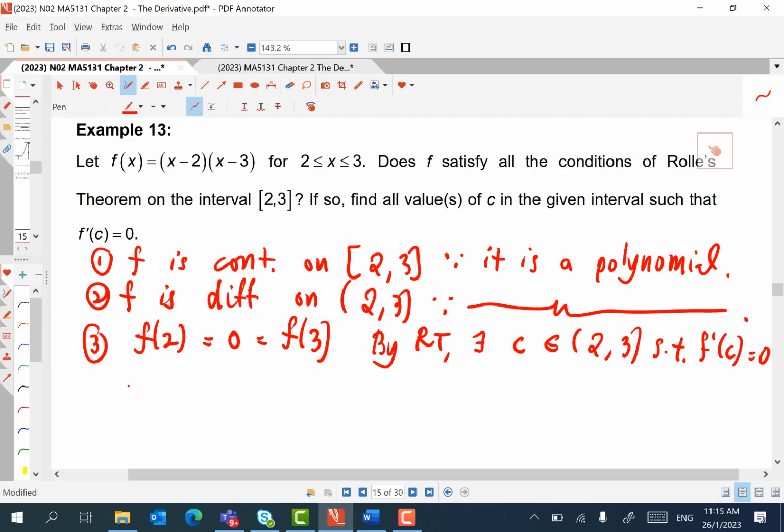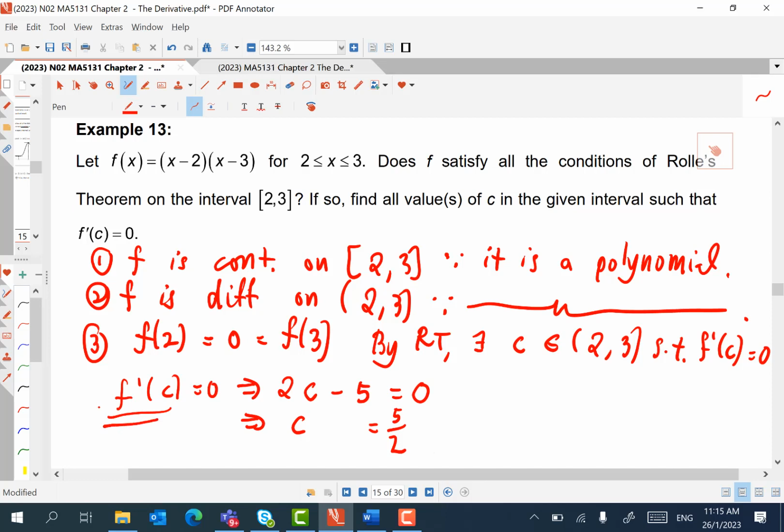So what you do is you now do f prime of C equals 0. This implies that 2C minus 5 is equals to 0. Okay, let me ask Zoe, do you know why 2C minus 5? I'll give you another 30 seconds. Why 2C minus 5? Think of f prime and think of f(x).